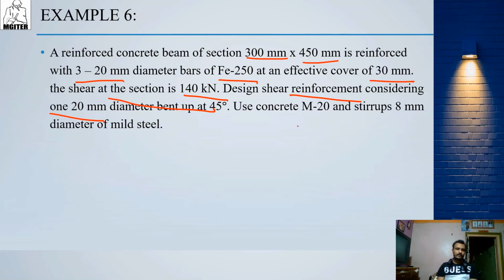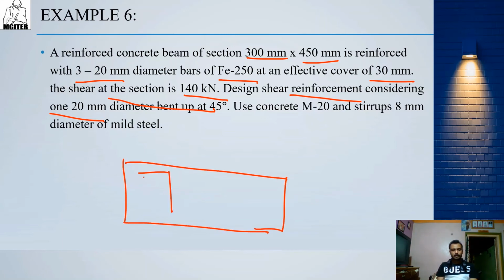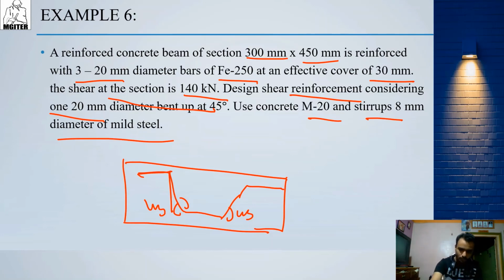at 45 degree. So in this example we have one bent up. So your shear force can be resisted by this bent up. Okay, and use M20 grade cement and stirrups of 8 mm diameter bar of mild steel. So let's start.